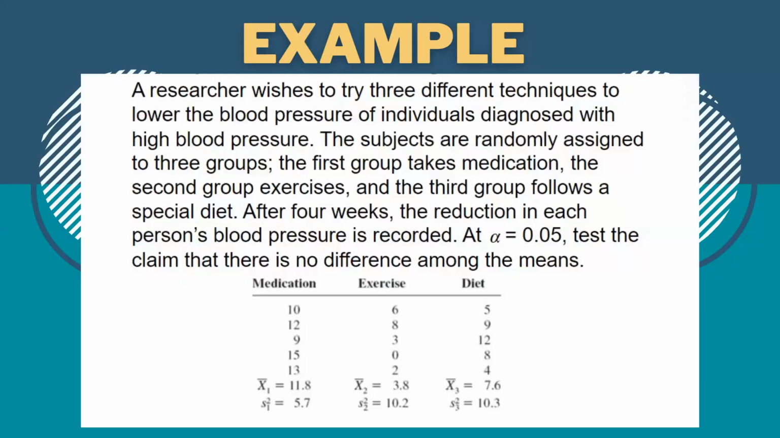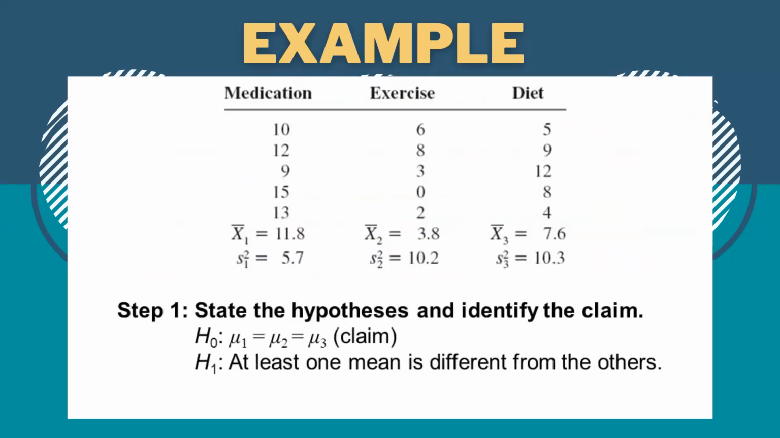Now let us consider this example in which a researcher wishes to try 3 different techniques to lower the blood pressure of individuals diagnosed with high blood pressure. The subjects are randomly assigned to 3 groups. The first group takes medication, the second group exercises, and the third group follows a special diet. After 4 weeks, the reduction in each person's blood pressure is recorded. At alpha equal to 0.05, test the claim that there is no difference among the means. So these are the 3 groups. The first group is taking medication, second is exercising, and third is taking a special diet.